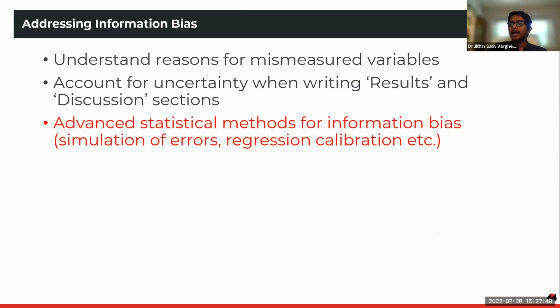Okay, addressing information bias. The first thing we need to understand is why we're mismeasuring items. And next, we also need to talk about interpreting the results in a very conservative manner. So we need to talk about this mismeasurement in our results and discussion sections. And once you do these two steps, you can incorporate this into our statistical models. This step is pretty complex and requires some advanced statistical models.